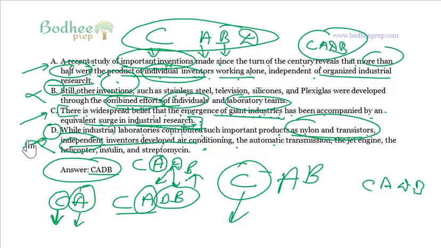D says that some inventions were basically in the laboratories and some were by independent inventors. And then B says that there are still others which were basically through the combined efforts. So you have combined efforts in B, independent efforts in D. The invention idea has been introduced in A, and the broad idea is there in C.